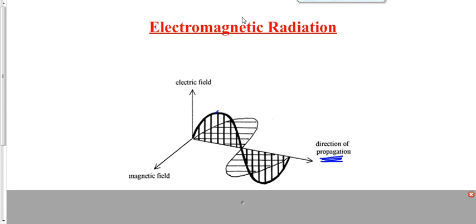Everything's got to be perpendicular. Okay, one wave, 90 degrees to that wave is another wave, 90 degrees to both of those is the direction of movement. So one wave is on the y, one wave is on the z, the movement has got to be on the x-axis.